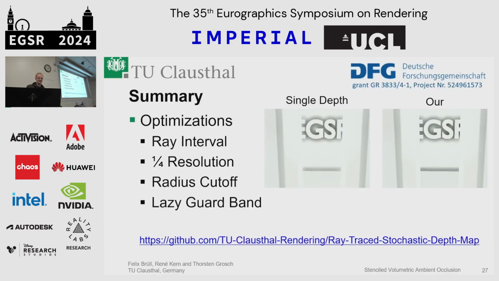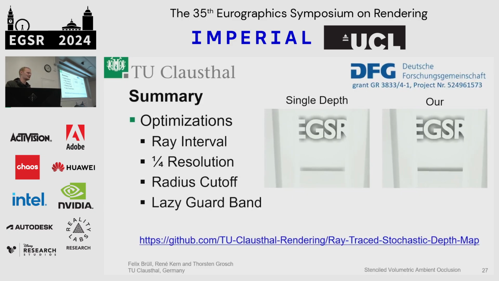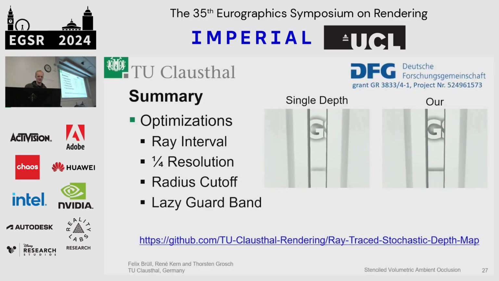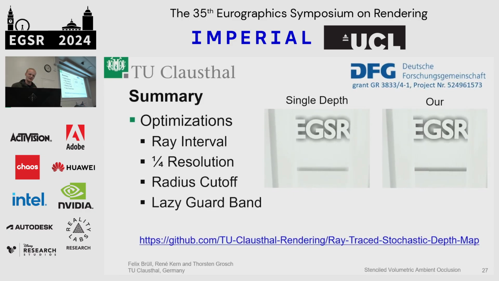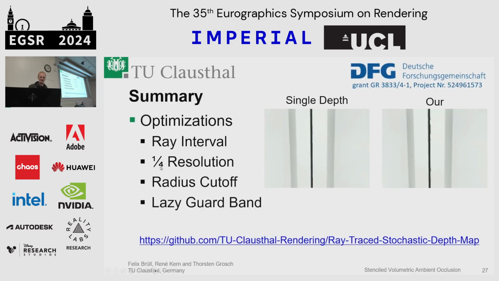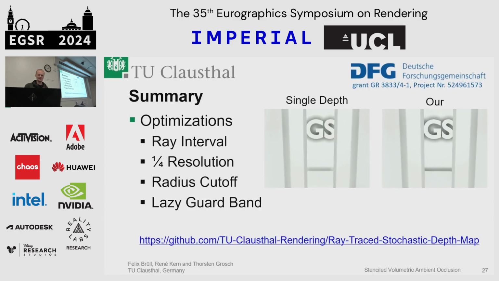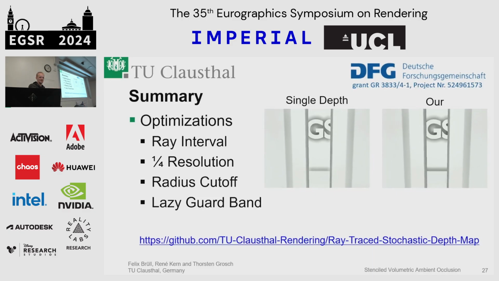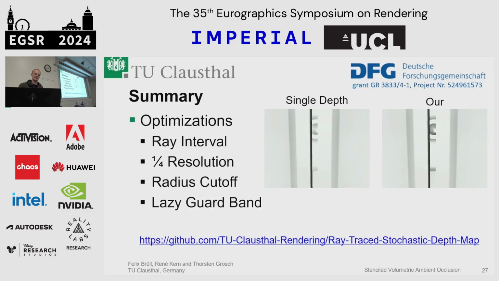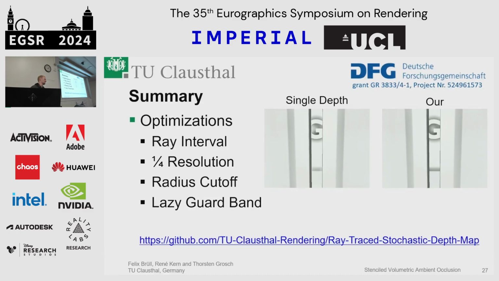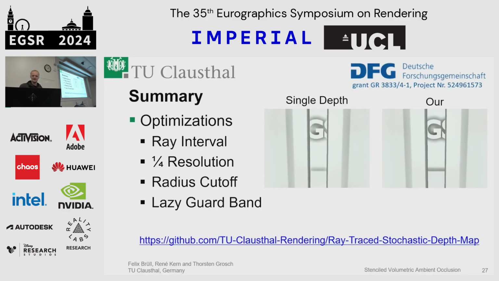So to summarize, we introduced several optimizations for the stochastic depth map. The first one was the ray intervals, which shortened the rays, thus increasing performance. The next one was the quarter resolution, which further reduces the number of rays we need to trace. The radius cutoff, which discards elements that are too far in the background, then further shortens the rays again. And the lazy guard band also gets rid of the last very common screen space artifact near the screen borders.